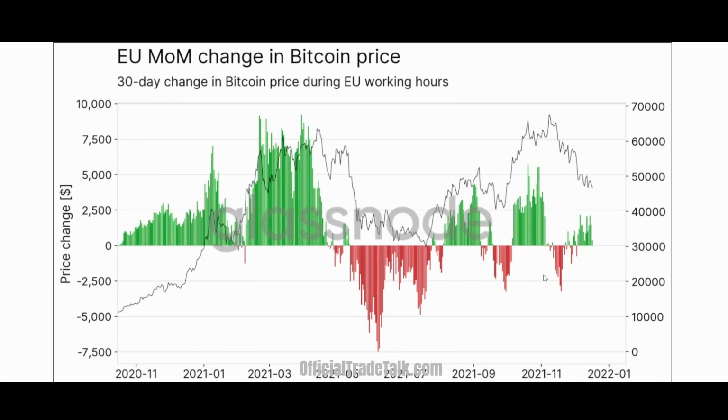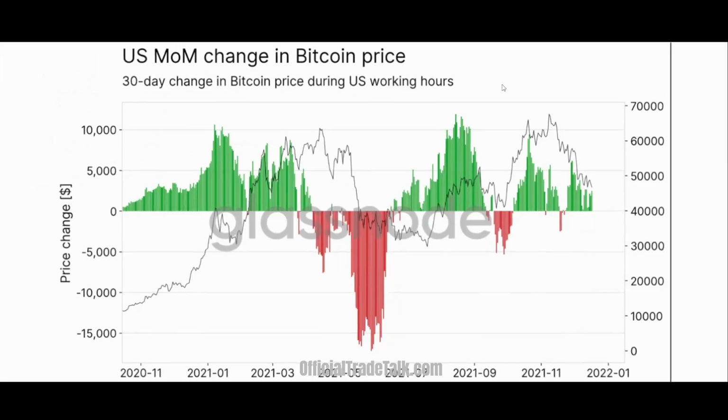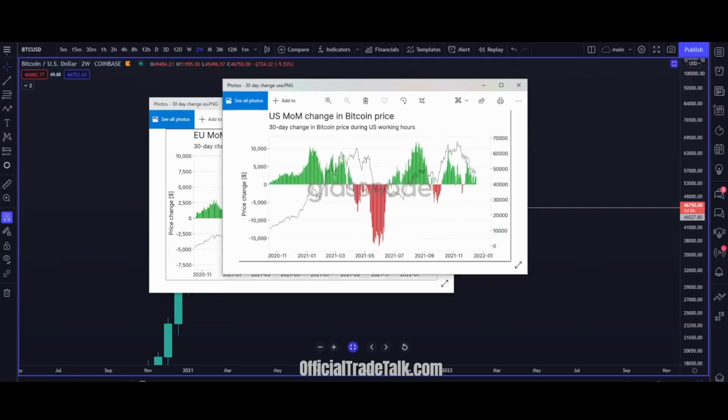So let's bring this chart over here. Basically, this is the EU. You can see that in this downturn near the bottom, you can start to see the buying pick up. So that's fantastic. Same for this one here. This is the United States, the 30-day change in Bitcoin price during US working hours. I'm assuming that means during market open, during the market trading hours. You can see that the buying is kicking up here in the US as well.